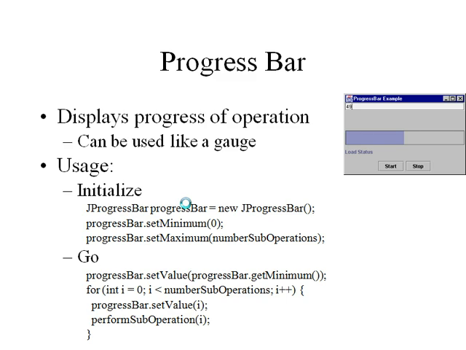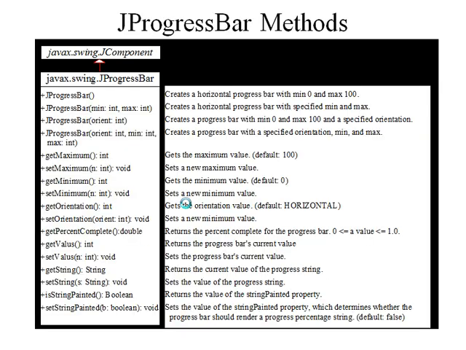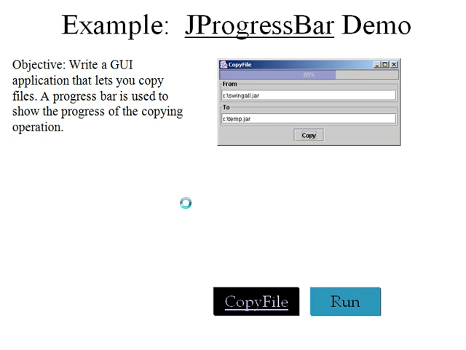Let's see now. If you know the minimum and you know the maximum, then when you go to set the progress, you should be able to get a definitive progress bar. And there's a bunch of progress bar methods, and you can go through and just try and use them. I think it's pretty intuitive. And here's a little progress bar demo with a couple of text fields showing the from and to, and then the copy file gives you progress.